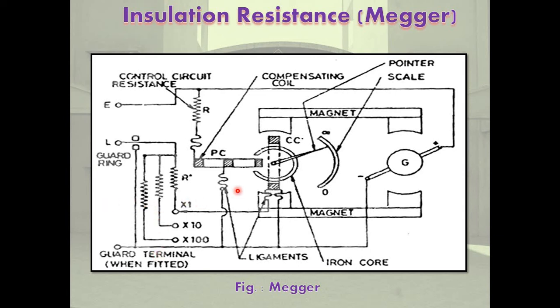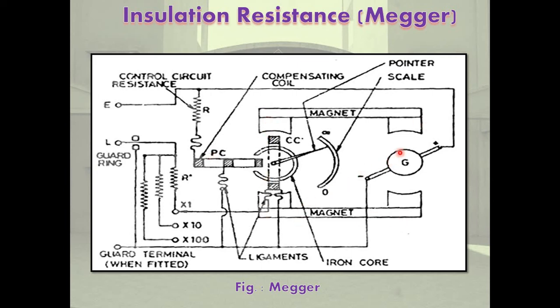Here, this is a current coil. CC means current coil, PC means pressure coil. This is a scale, or a pointer. This is a PC or compensating coil. These are the magnets, N and S.